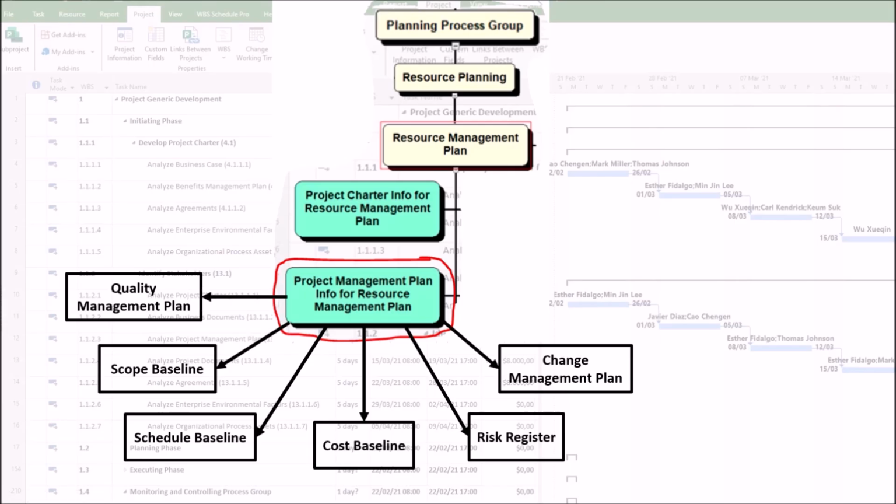6. Change management plan. This plan is important because it defines how changes will be handled. Since scope changes almost always require additional or different resources, the resource management plan must be adaptable. The change management process ensures that any change impacting resources is formally assessed and approved.